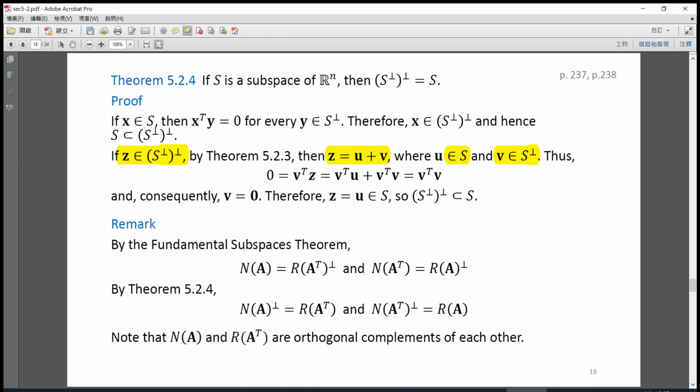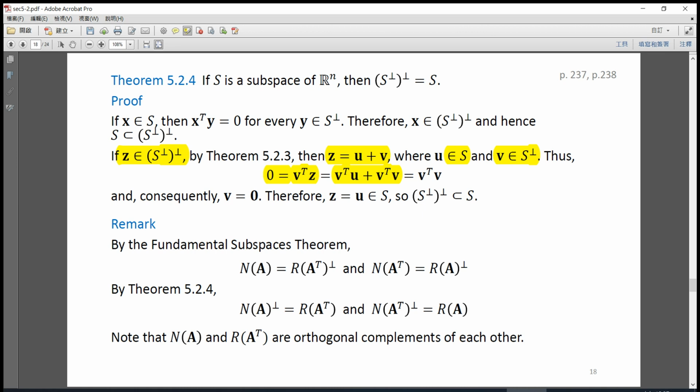Know that Z belongs to the perp of S perp, and V belongs to S perp. Hence, Z and V are orthogonal, and therefore V transpose Z equals 0. Then we substitute Z equals U plus V. Then we obtain V transpose U plus V transpose V equals 0.